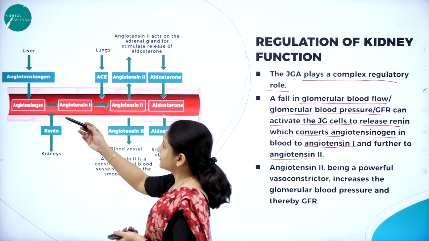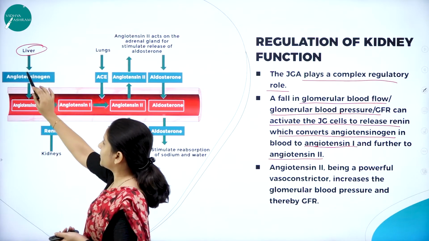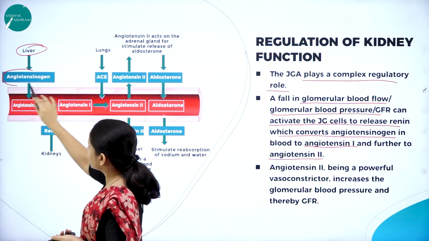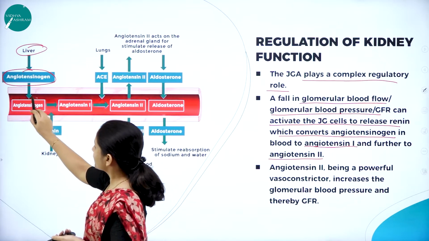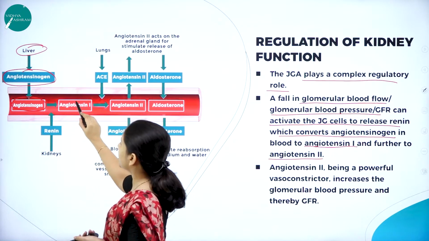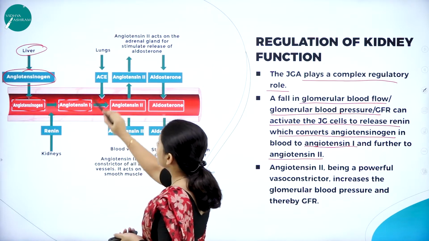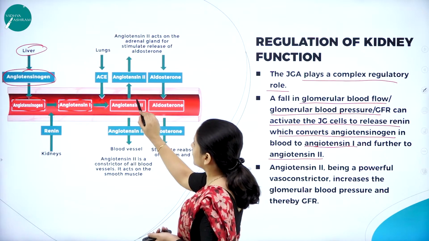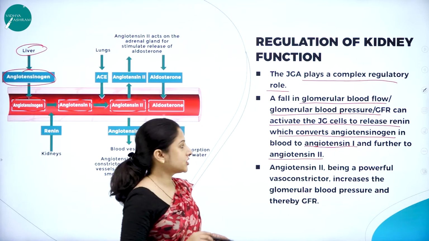The angiotensinogen which is produced by the liver will be released into the blood. In the blood vessel here, what happens? The angiotensinogen gets converted into a protein hormone which is called angiotensin 1. This angiotensin 1 gets converted into angiotensin 2. So this is the process that actually occurs.